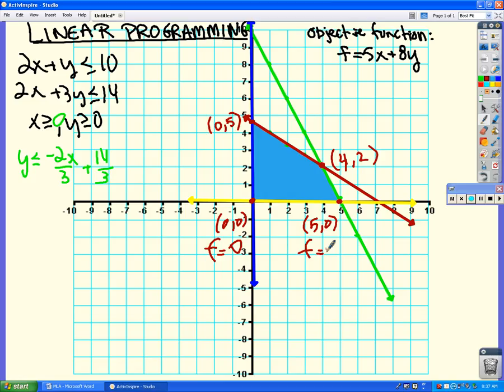If I plug 5, 0 in here, 5 times 5 is 25, plus 0 is 25. If I plug 4 and 2 in there, I get 36, bigger, nice. And if I plug 0, 5 in there, then I get 4. Okay? And so the minimum would be this right here. The maximum is this right here. All that was one problem. Yep. All that for one problem.